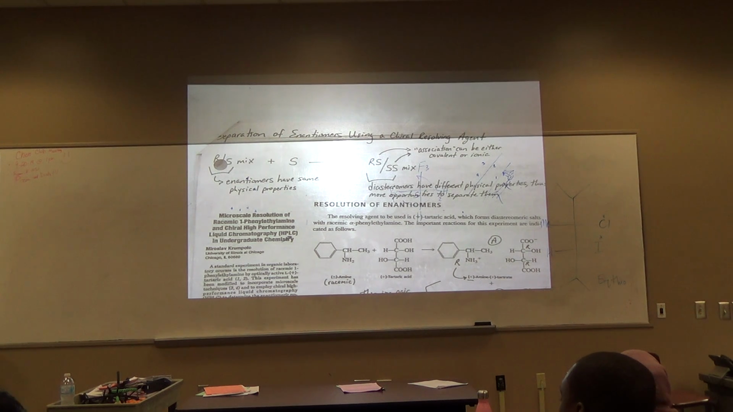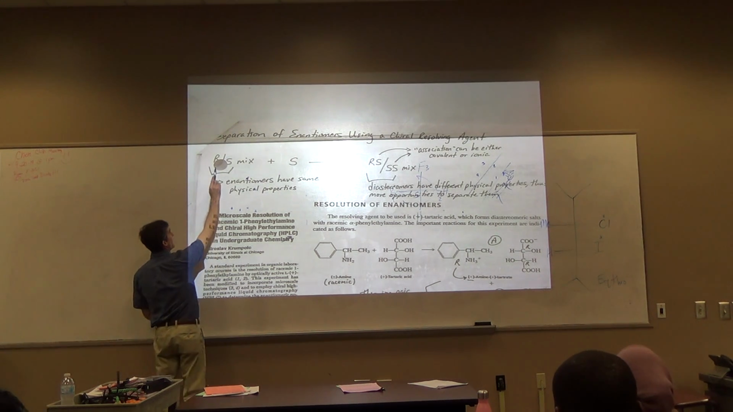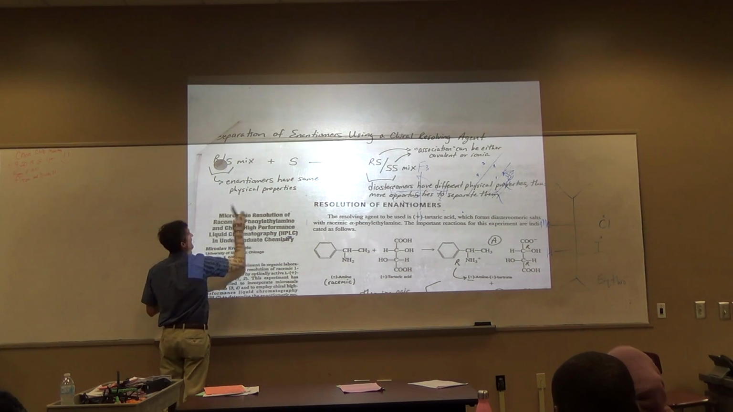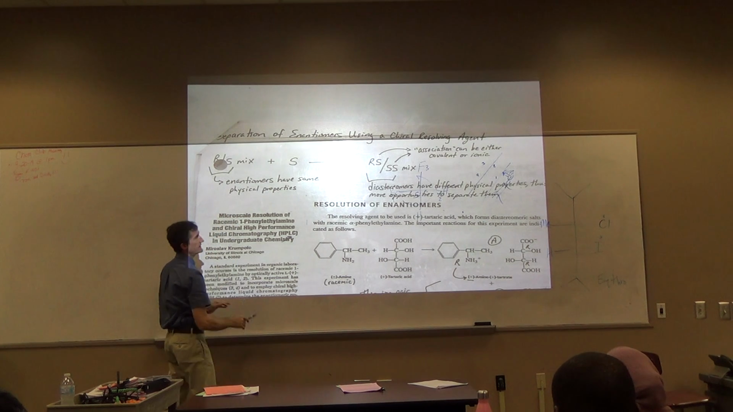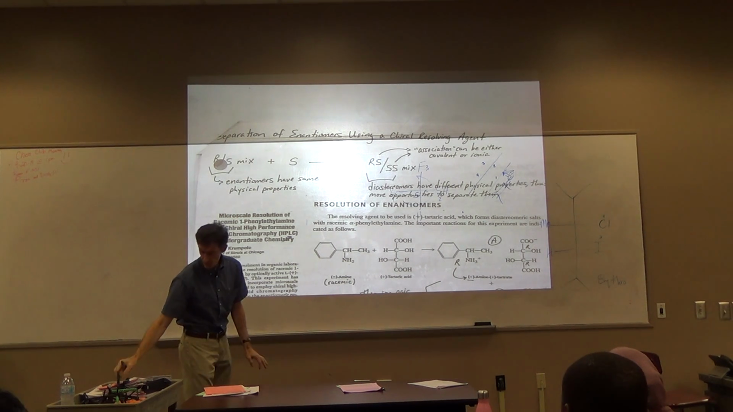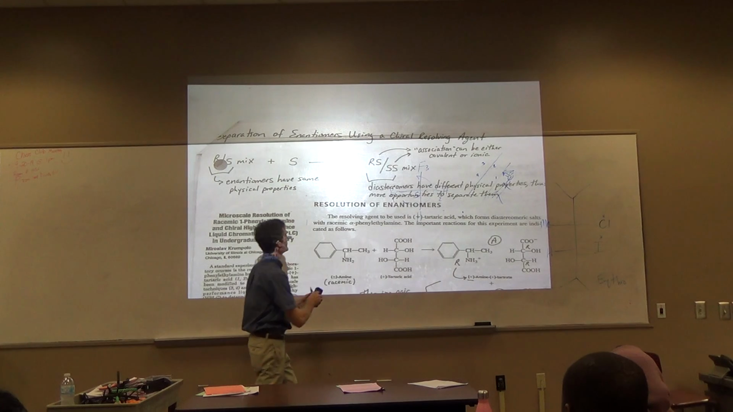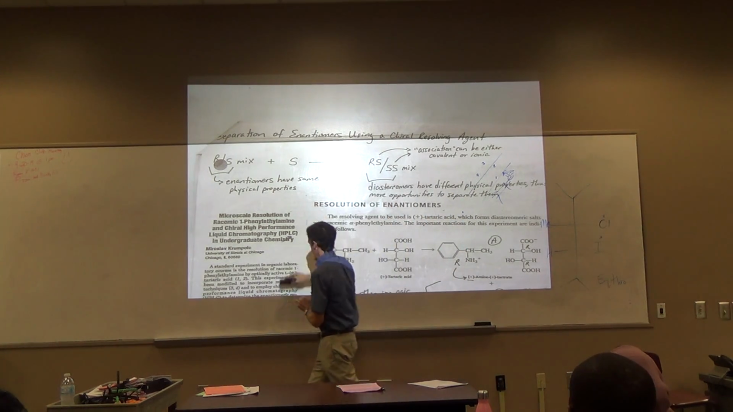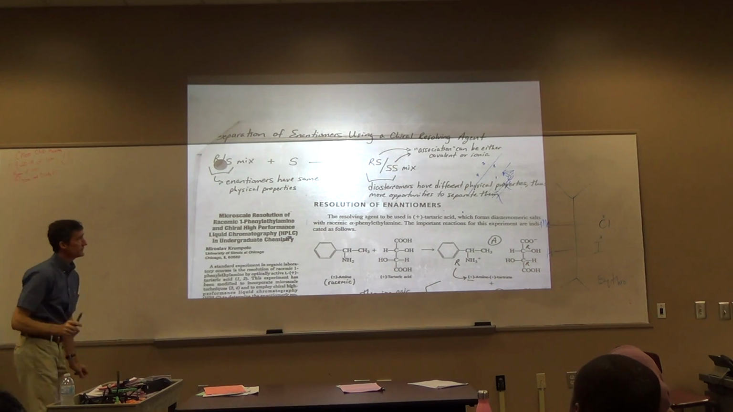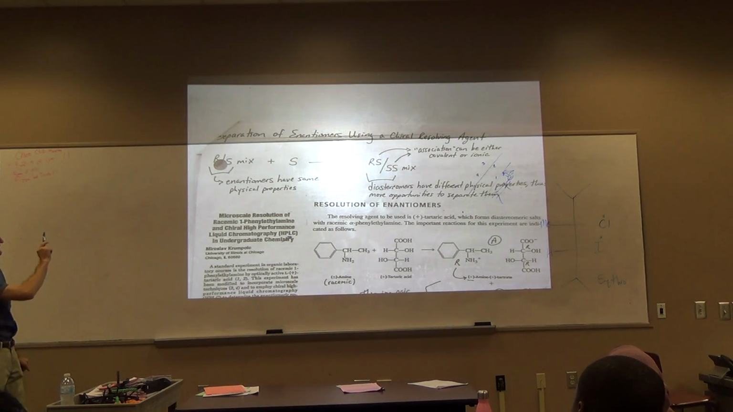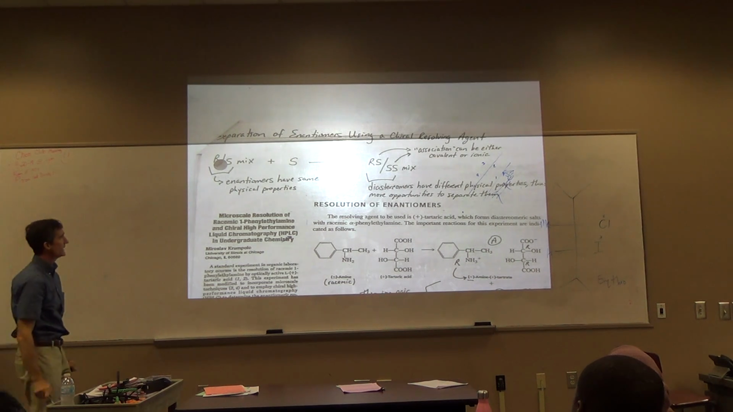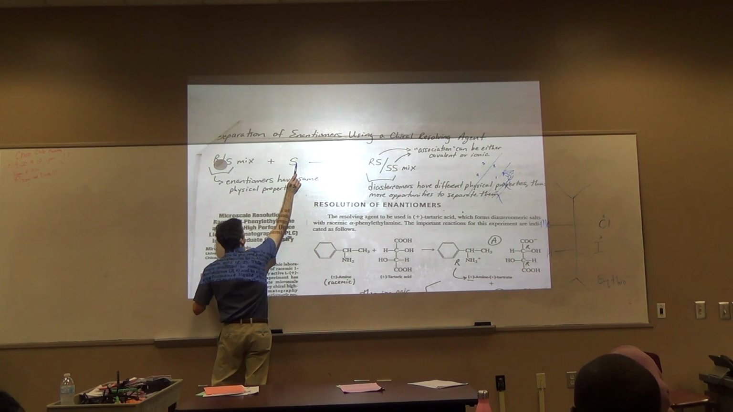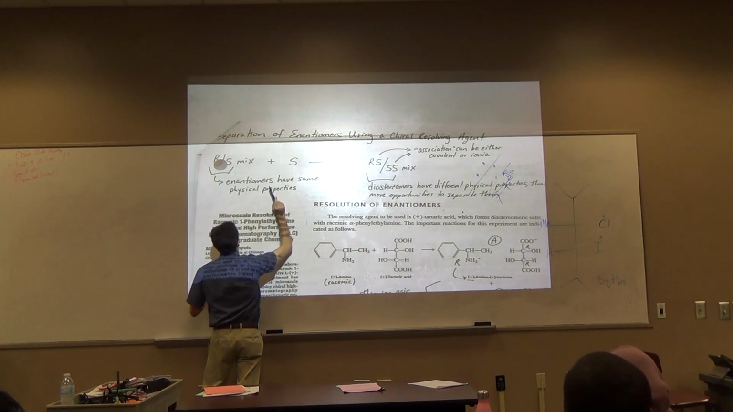One way to do that is shown here. What if we have a mixture of enantiomers, like an R and S mix? What you can do is convert these two to diastereomers. Diastereomers are more readily separated because diastereomers have different properties. And we can do that in this way. Basically, we can react this with something that's chiral itself, like an S.